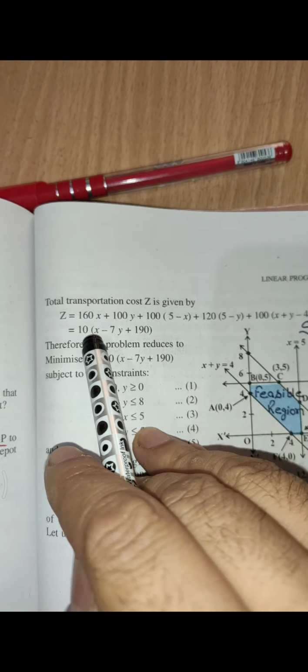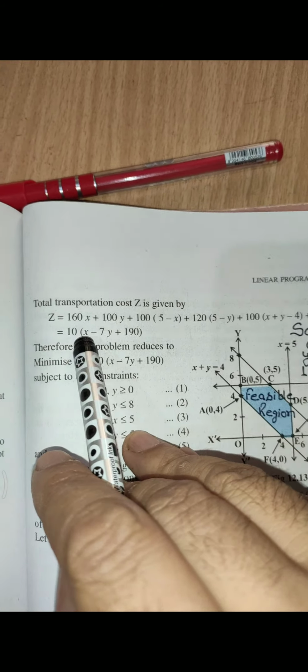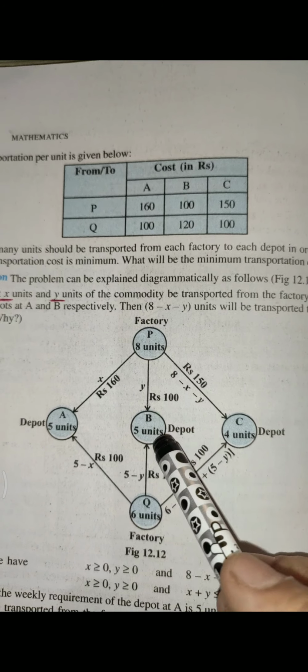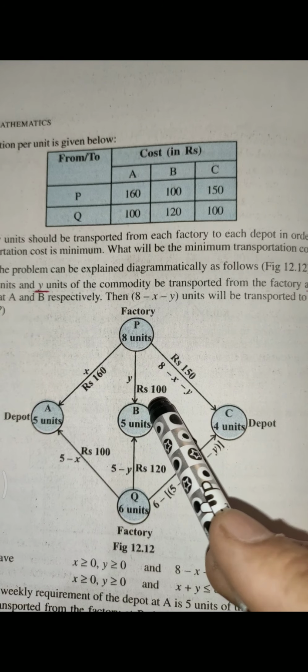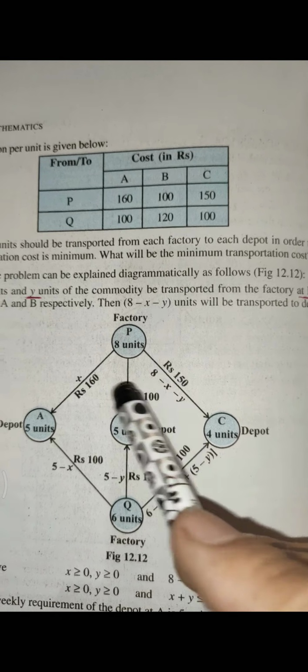How we will get it? We want the cost to be minimum, but how much amount are we paying? So if you see the ray diagram, here X units we are supplying, per unit charge is rupees 160. So total how much are you paying? 160X. From P to B, how much are you supplying? Y units, how much per unit are you paying? Rupees 100. So 160X plus 100Y. Here all of you see, we are forming the objective function.